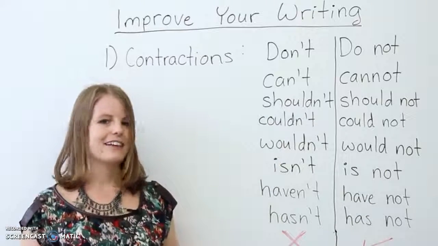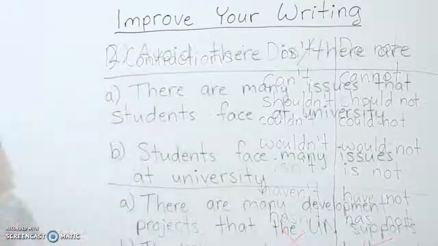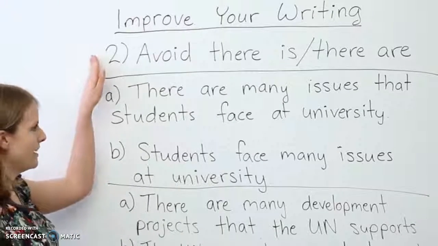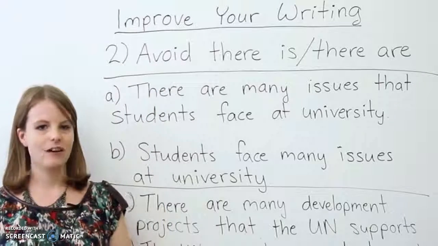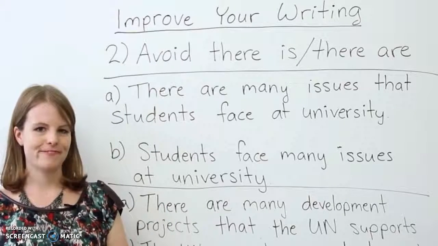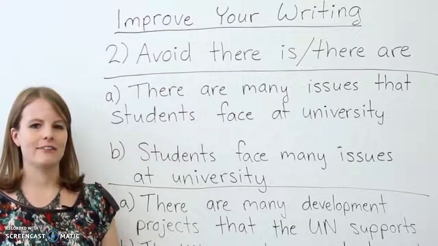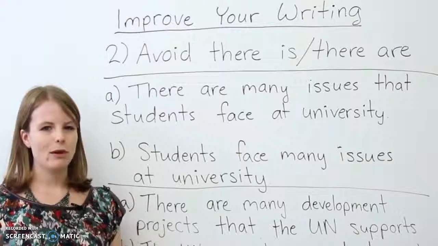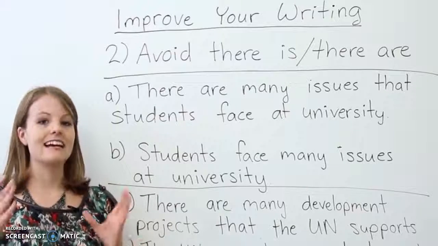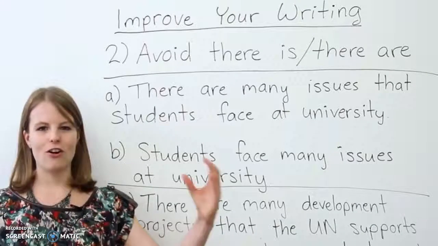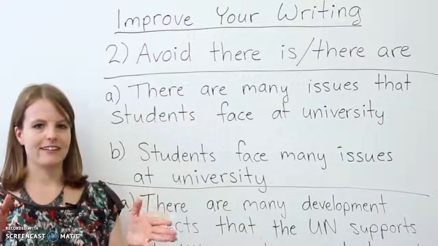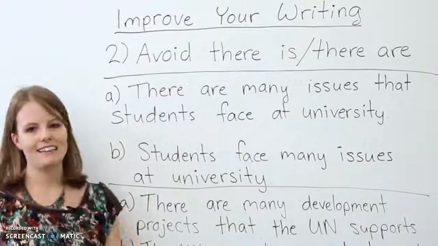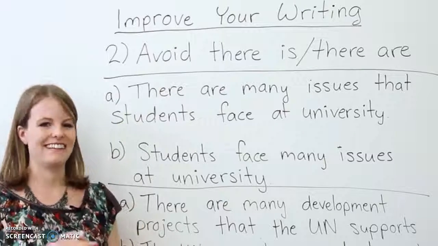Okay, so now let's look at tip number 2. So tip number 2 is avoid there is or there are. Okay, so why do we avoid there is or there are? Well, one of the reasons is when we write, we want to write our ideas clear and concise, meaning we don't want these long sentences. We want our sentences to be to the point. There are adds extra words that are not needed.